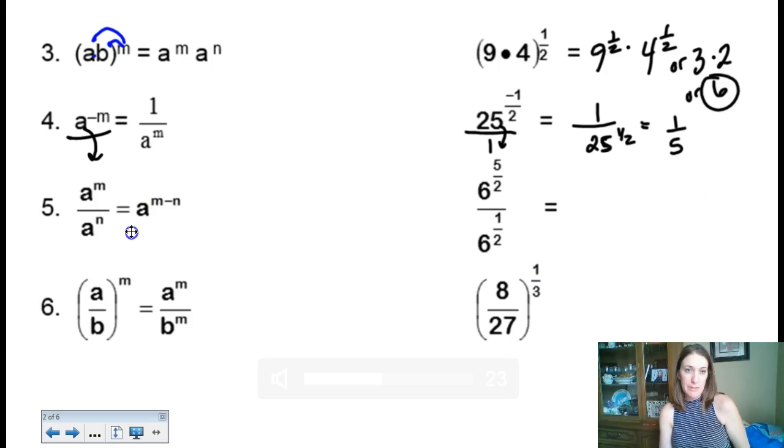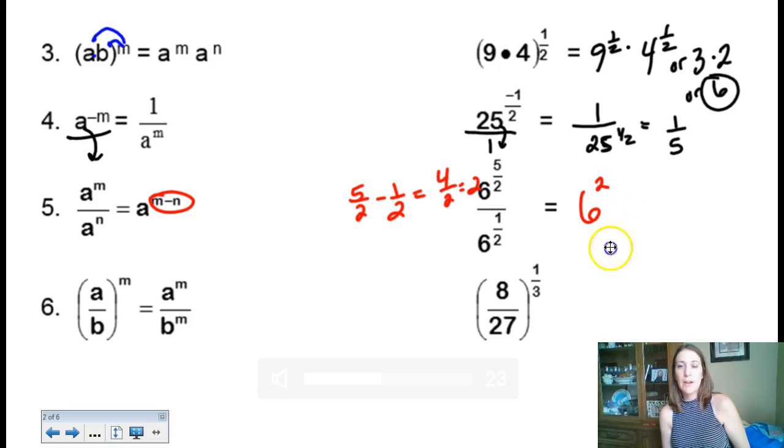The other property we need to look at is if you have the same base and you're trying to divide the bases, but they have exponents, you could simplify that by keeping your base and then subtracting the exponents. So in this case, we're going to keep our base of 6, but we're going to have to subtract our exponents. And just like when you're adding fractions, when you subtract fractions, you need common denominators. We already have common denominators. So this becomes a 4 over 2, which is a 2. So 6 squared is a good answer. 36 is equivalent.